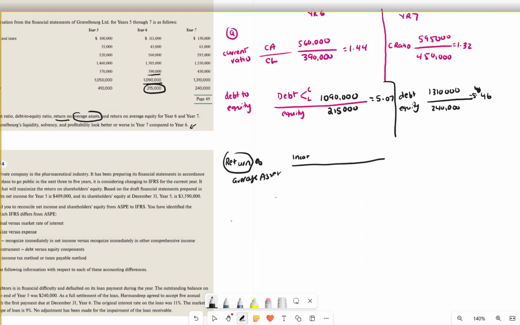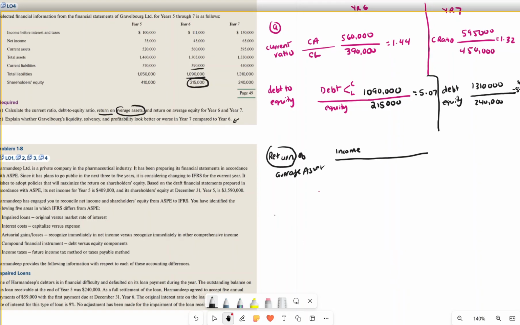The formula is income before interest and tax divided by your beginning assets plus your ending assets, and then we divide it by the 2. So they told us the income before income tax and interest expense for the year 6 is 111,000 when we're doing beginning and ending.